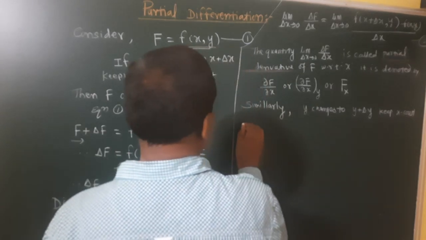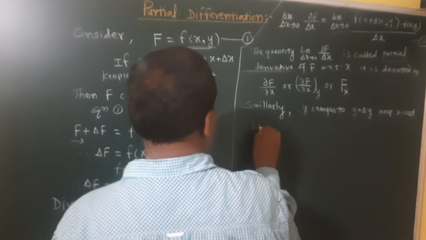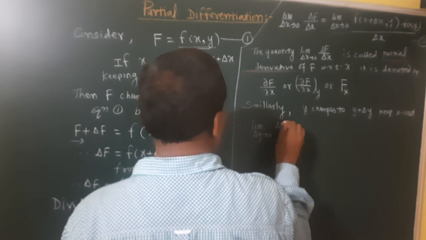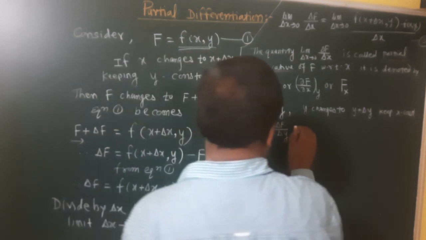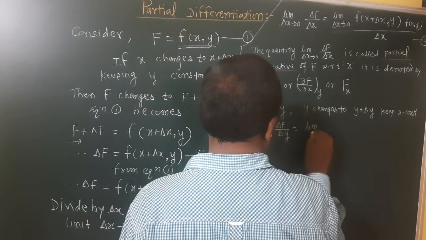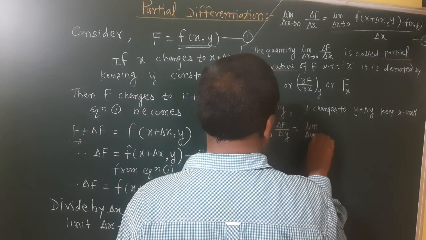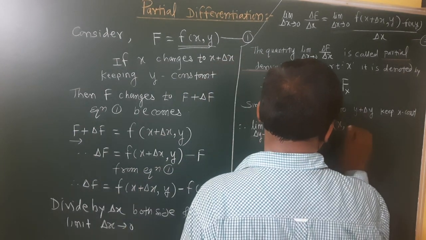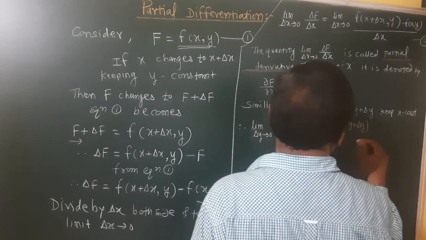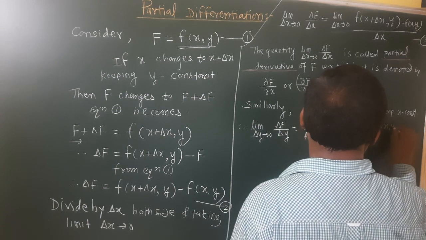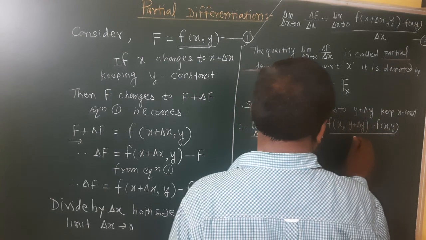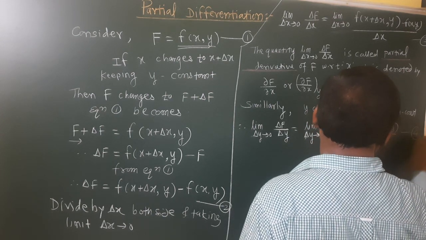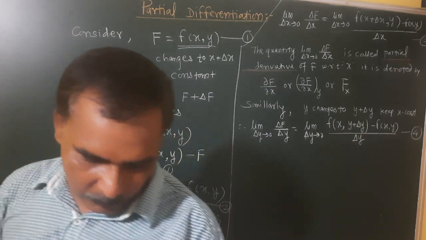Therefore we have to write that limit as delta y tends to 0, delta f upon delta y, and that is equals to limit as delta y tends to 0, f of x comma y plus delta y, now x is a constant and y changes to y plus delta y, minus f of x comma y, divided by delta y, replacing delta x by delta y, and this is equation number 4. These are equation number third and fourth we have to consider.